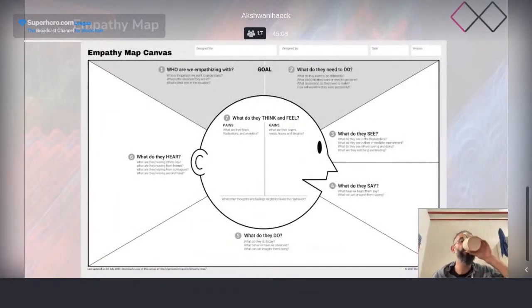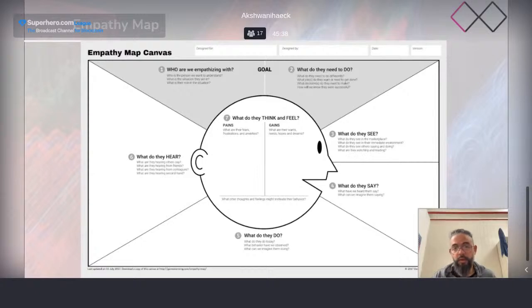Empathy map. Again, this is in the discovery phase. This is just to go to the user, the market that we are tackling. What type of user are these guys? And we start to ask a lot of questions about that user. If we want to build a product for these guys, we need to know who these guys are.